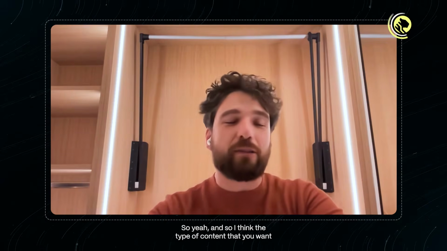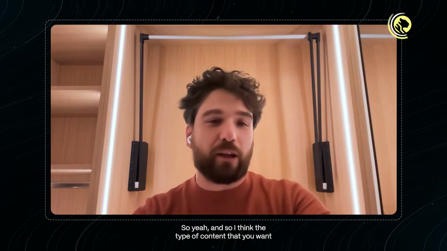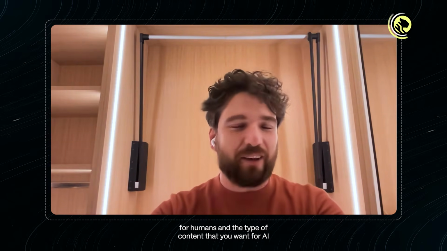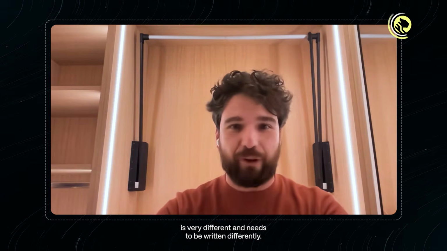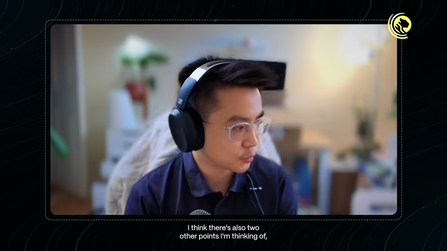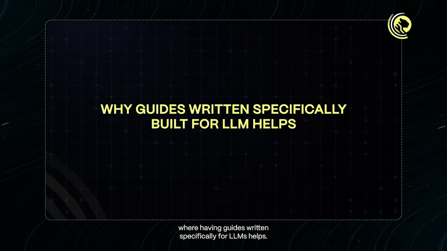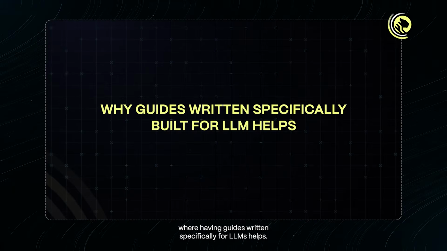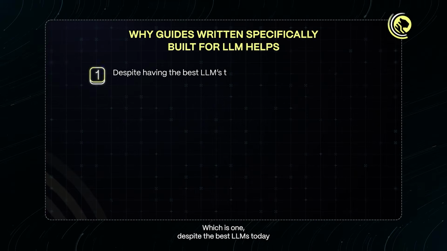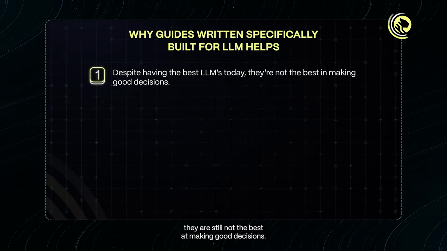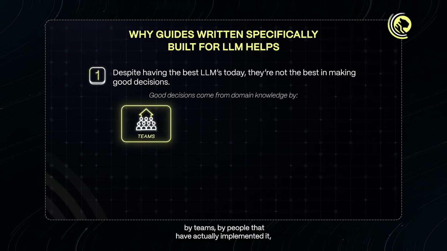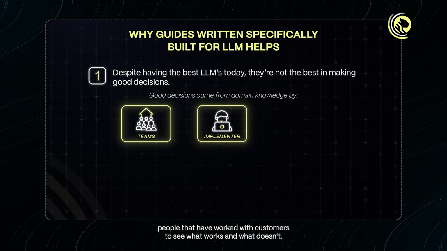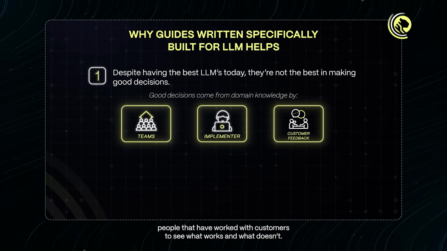So I think the type of content that you want for humans and the type of content that you want for AI is very different and needs to be written differently. I think there's also two other points where having guides written specifically for LLMs helps. One, despite the best LLMs today, they are still not the best at making good decisions. And good decisions often come from domain knowledge by teams, by people that have actually implemented it, people that have worked with customers to see what works and what doesn't.